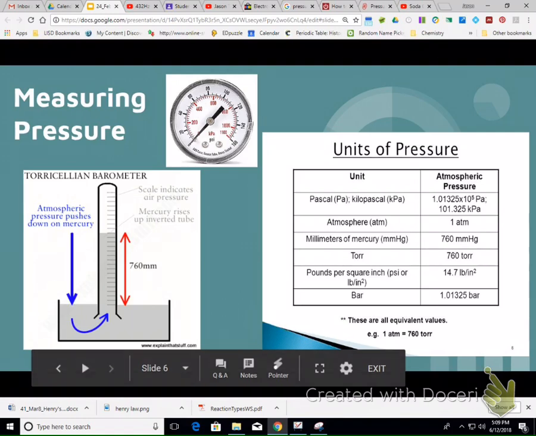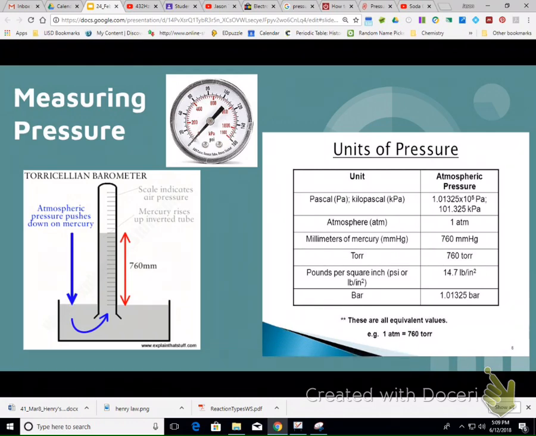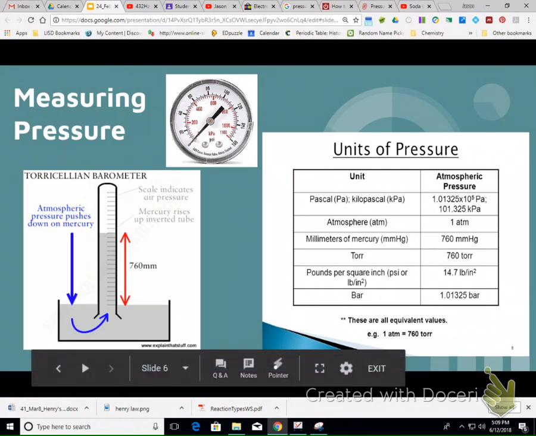And at normal sea level, that's 760 millimeters. That's how high the mercury will be pushed by atmospheric pressure. That's the first barometer developed by Torricelli. And so he had a unit named after him, the torr. And there's another unit related to that, the millimeter of mercury. And on the right, you can see there are several other units of pressure that we're going to use.